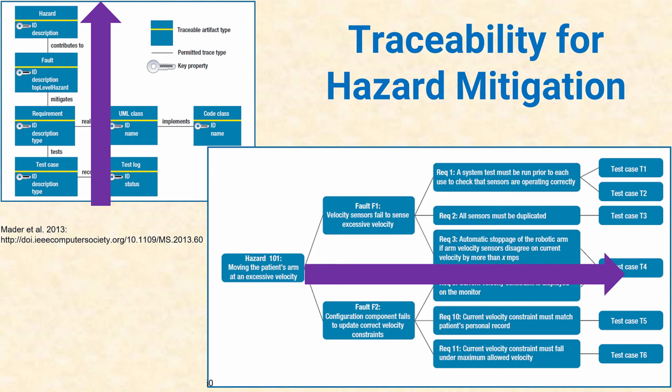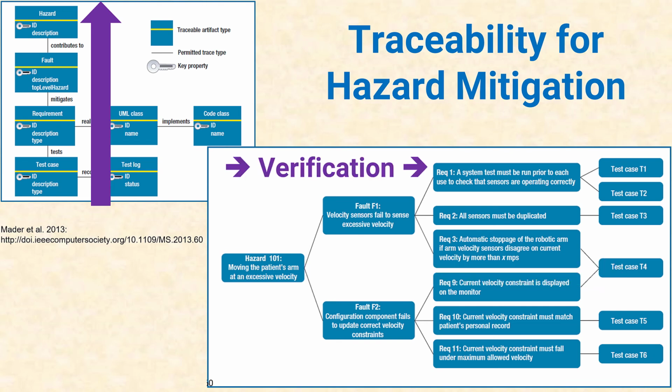Traceability here is making sure there's no orphan boxes. Every test case should be connected to at least one requirement, every requirement should be connected to at least one fault, and every fault should be connected to at least one hazard. And going from left to right, there should be no bubble that isn't ultimately connected to a test case. Verification is making sure that from left to right, everything flows. Validation is making sure that there's at least one test case for every hazard.